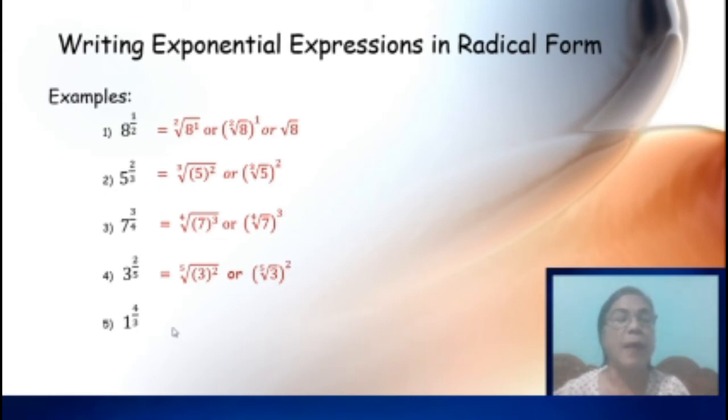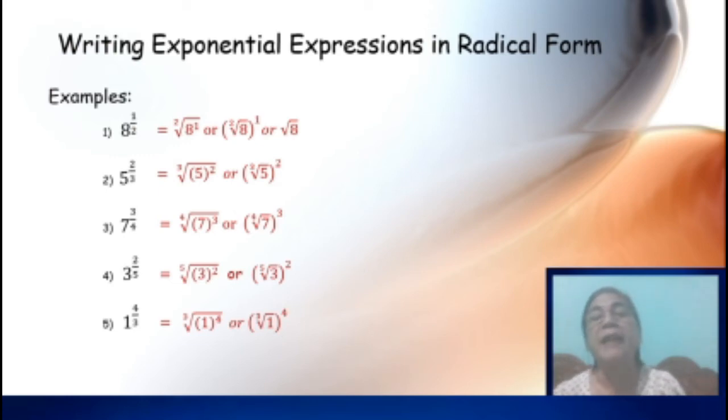And the last one, 1 raised to the 4/3. So, 1 is the radicand. 4 here, the numerator, turns out to be the exponent. And 3, the denominator, turns out to be the index. Or this could be written as cube root of 1 raised to the 4th power. So that is how to write exponential expression in radical form.